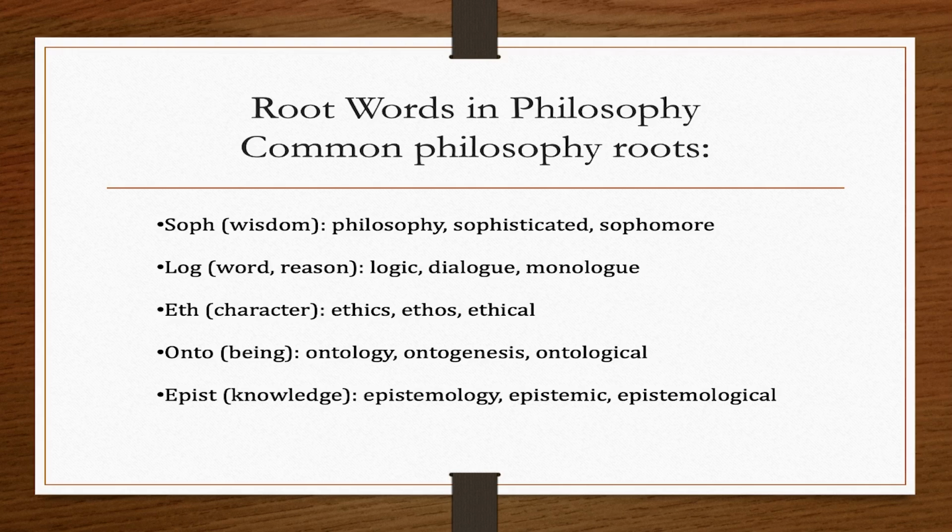Eth, that is character. Ethics, ethos, and ethical. Ethical hacking we say these days. Ethical is the word that is used in a very positive connotation. So from these words have evolved onto, being, ontologist, ontological, ontogenesis. These are the words.